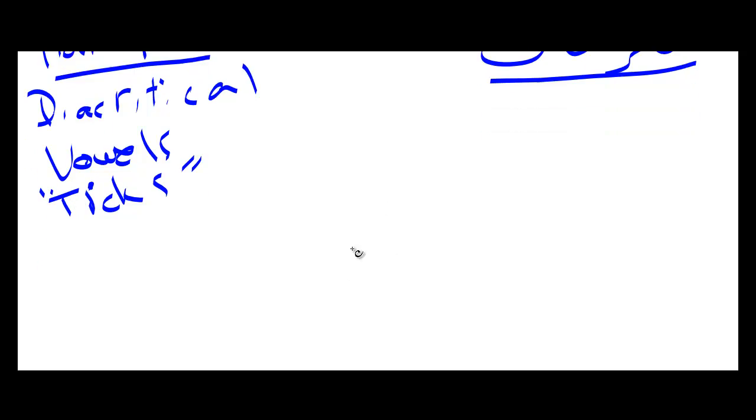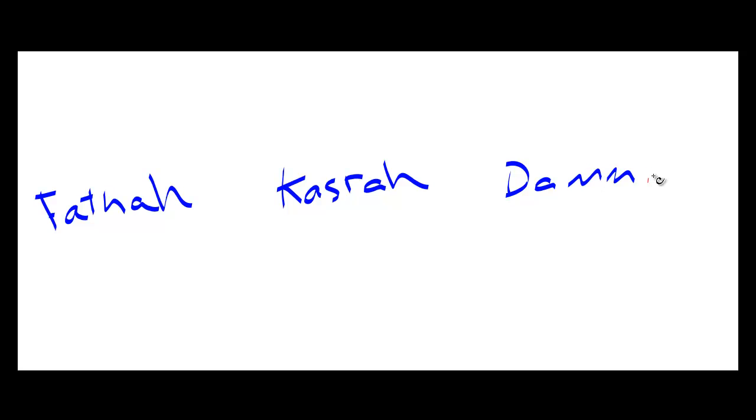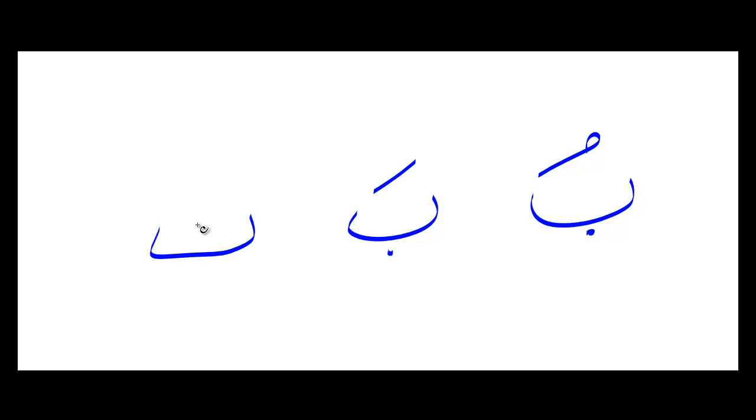Okay. Now, just to review these real quick, just in case you call them something different, I'll tell you what I call them and what most Arab speakers call them: fatha, kasra, and dhamma. Fatha is a tick on top, kasra is a tick on the bottom, and dhamma is a little line above the letter. So for example, if I have the letter ba and I put a dhamma on it, it becomes bu. If I put a fatha on it, it becomes ba. And if I put a kasra on it, it becomes bi. Easy enough.